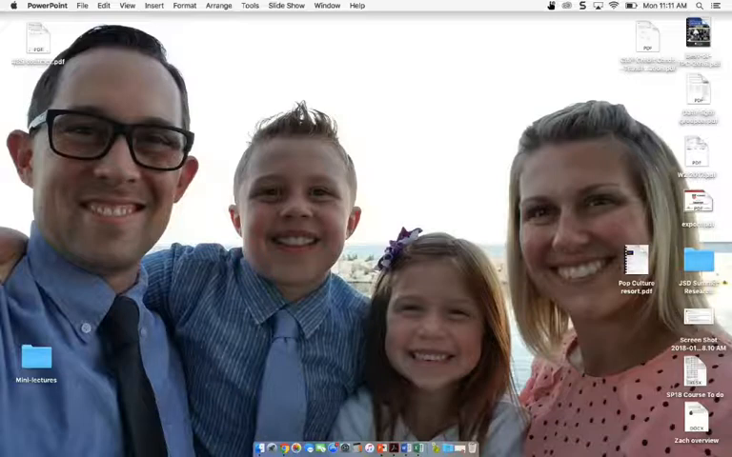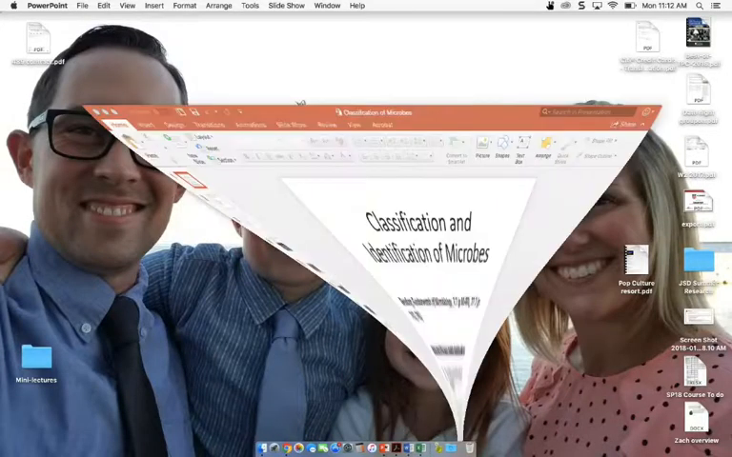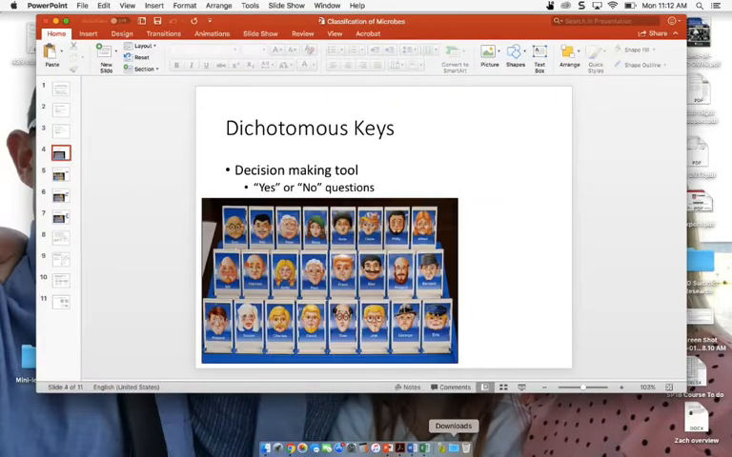What makes up a good question on a dichotomous key? So if you were playing Guess Who, for example, what makes up a good question? Very specific. Specific questions? What do you mean by that, Allison? Or give an example, if you would like. It doesn't have many possible answers.